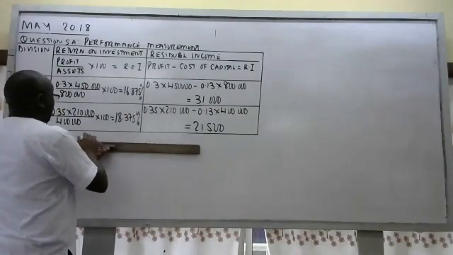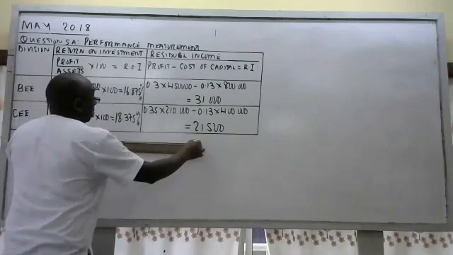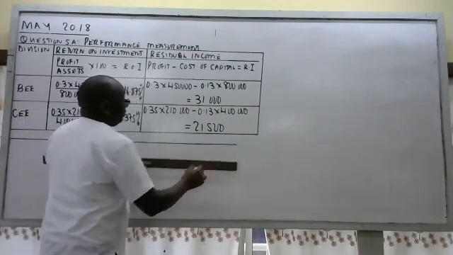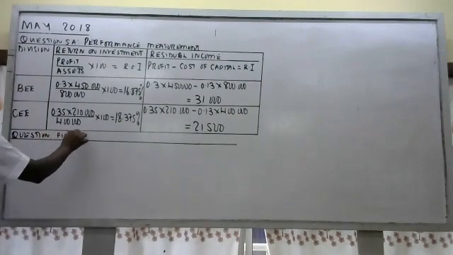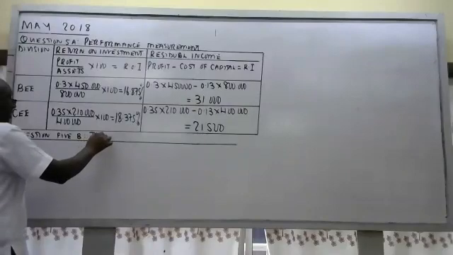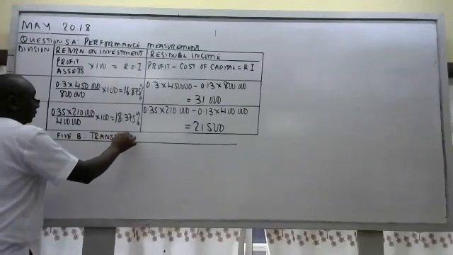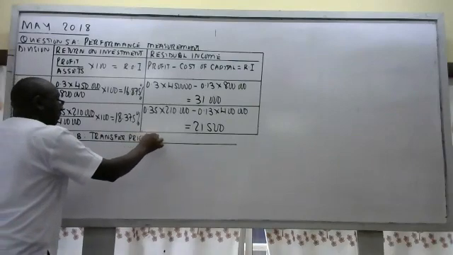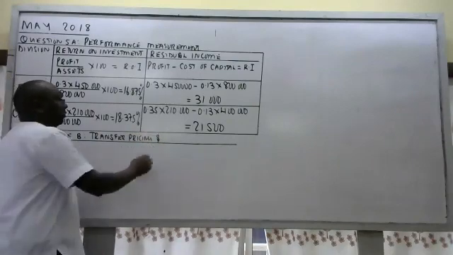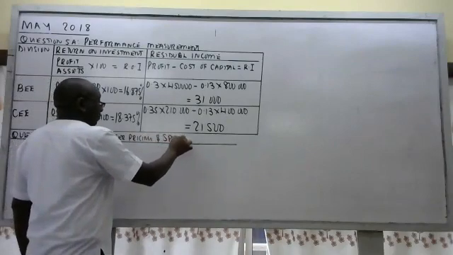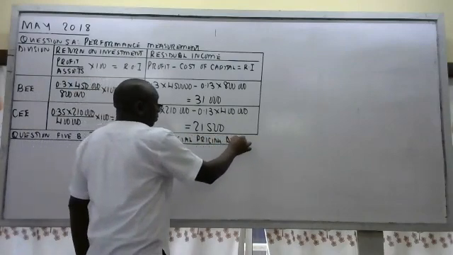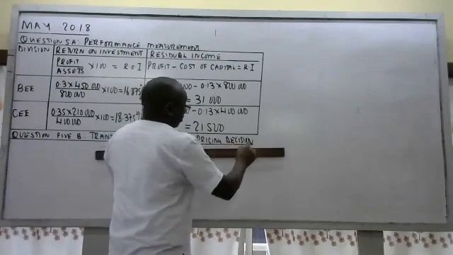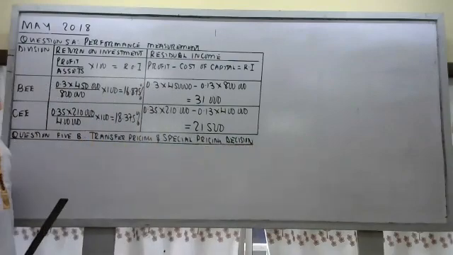question 5B, it is from transfer pricing. And as you handle this, you will require to bring the knowledge of what we call special pricing decision.